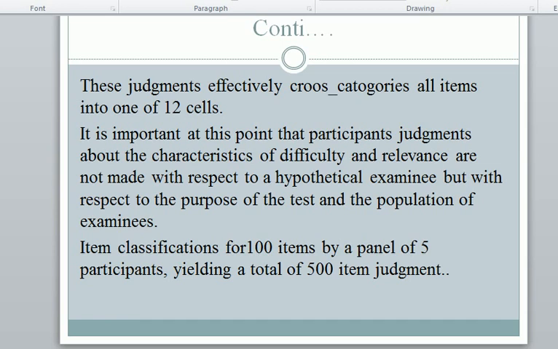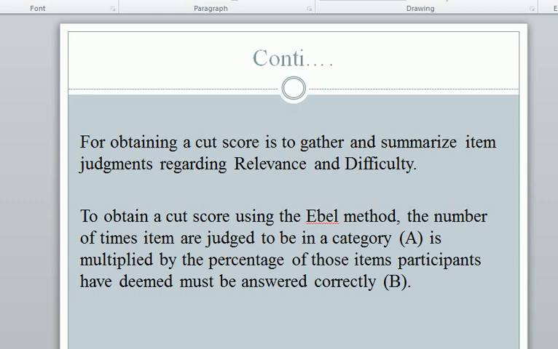included in this test. So item classification for 100 items by a panel of 5 participants yields a total of 500 item judgments. And they will decide on the average of these judgments or these decisions.